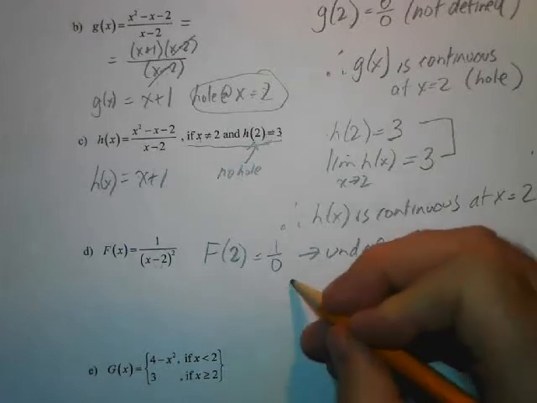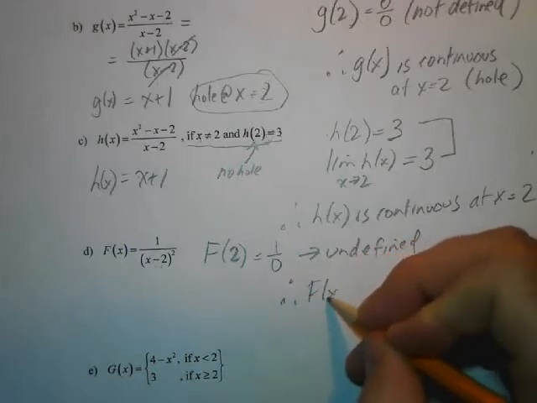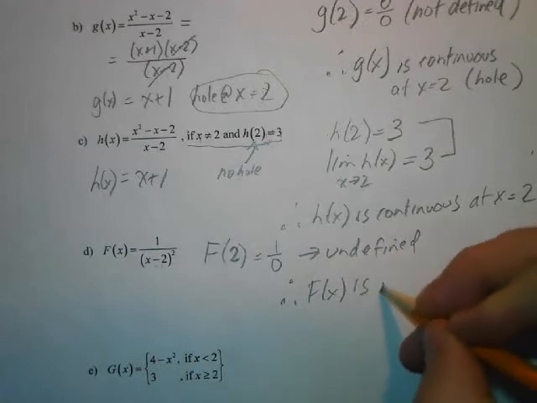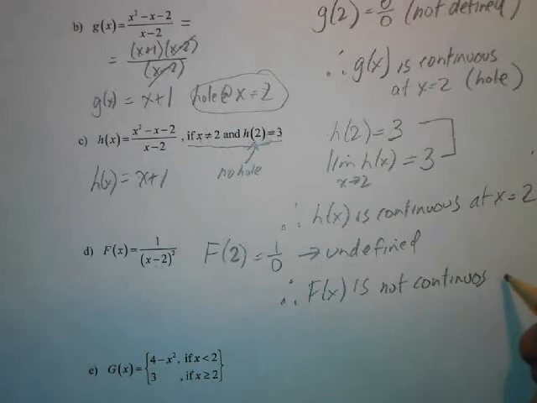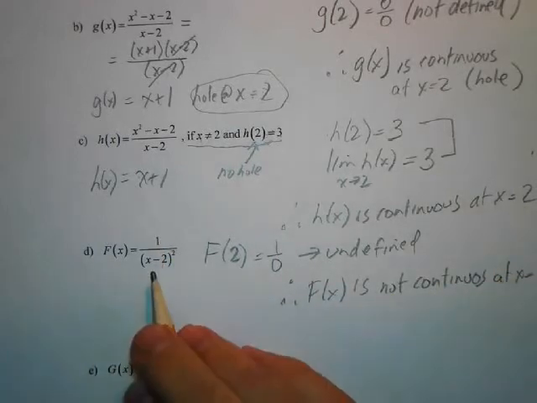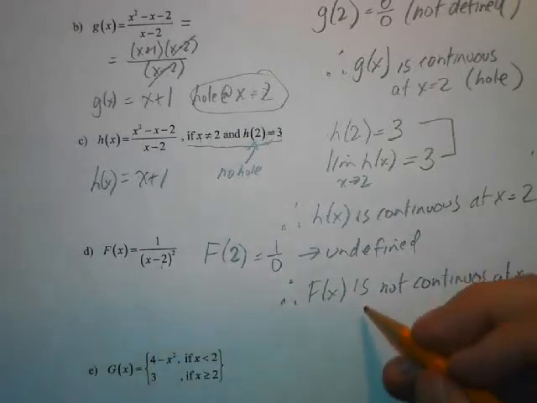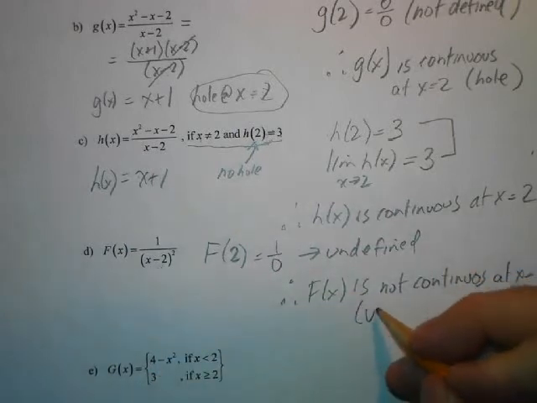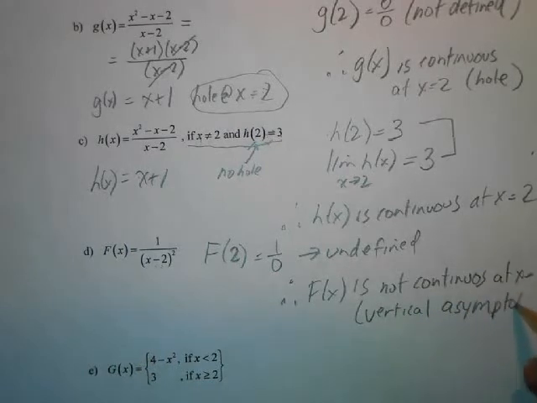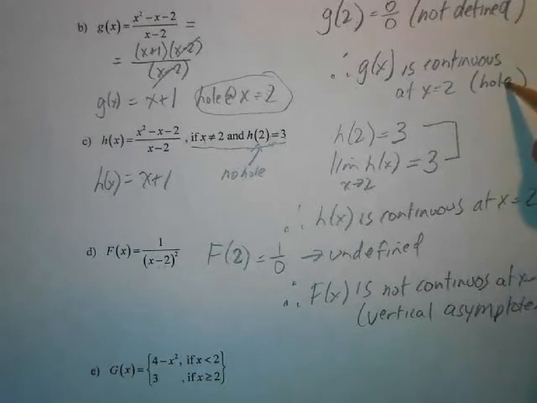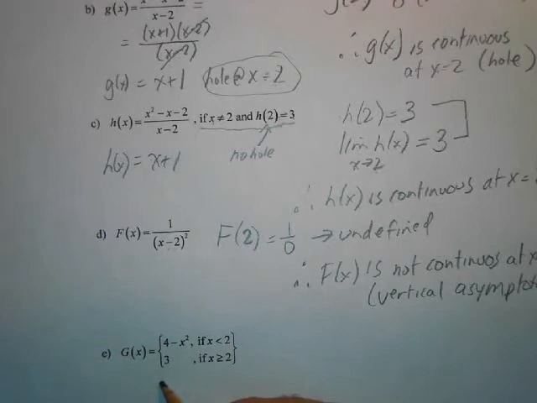So therefore, f of x is not continuous at x equals 2. And if you remember from your advanced functions, that's actually going to be a vertical asymptote, which is one of the 3 reasons for a function being discontinuous. So we got a hole in B, we have a vertical asymptote in D. Let's see what we have here.